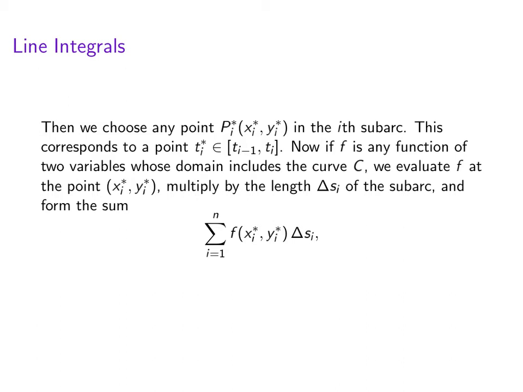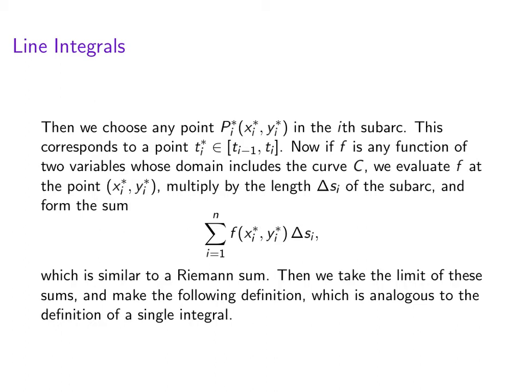So if we have any function of two variables whose domain includes the curve C, we'll evaluate that function f at the point x sub i star, y sub i star, then multiply by the length delta s i of the sub-arc and add all this up using this sum. That's similar to a Riemann sum. In fact, it is its own particular type of Riemann sum. Last thing we do is take a limit of these sums, and that leads us to the following definition.